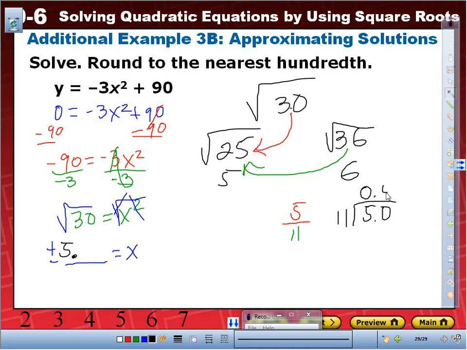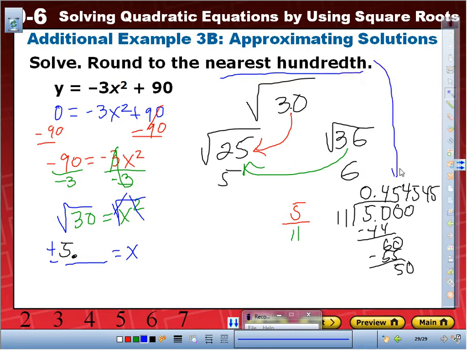If it's in there 4 times, that's 44. Subtract that, 6. Add a 0. If it's in there 5 times, that's 55. That's 5. Add a 0. You notice that a repeat again? So that means it's going to go 45 and 45 repeating. However, they want us to round it to the nearest what? 100th, which is this one. Does it stay a 5 or does it go up to 6? So this is 5.45.